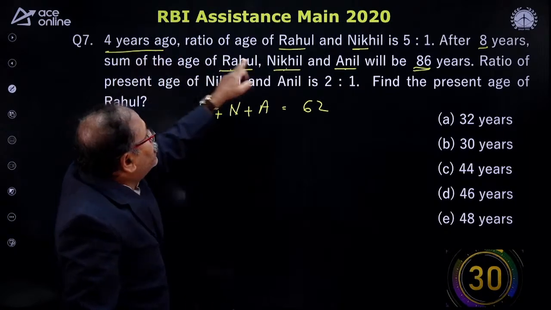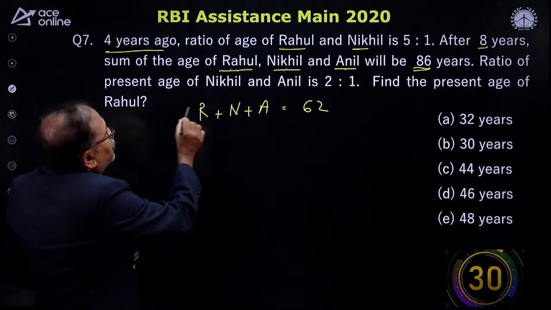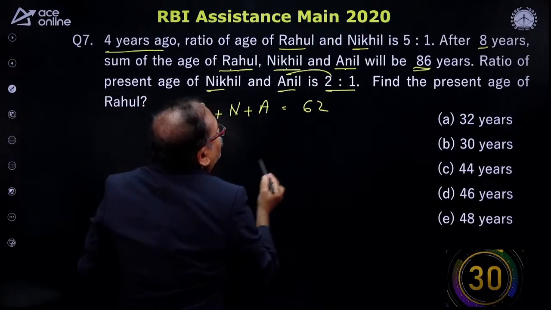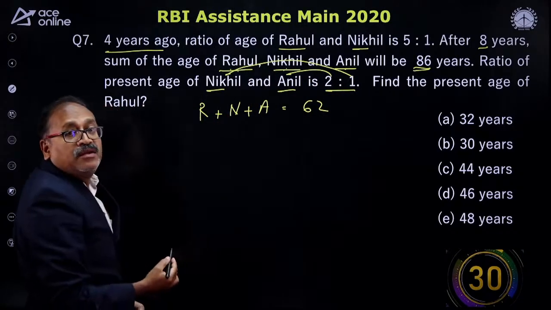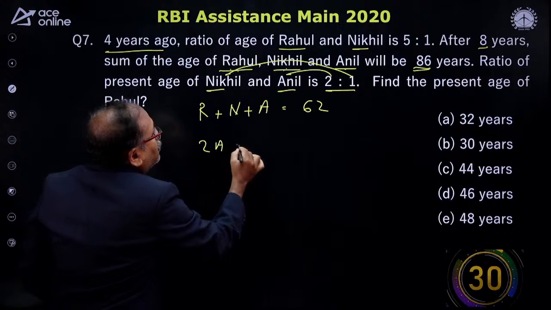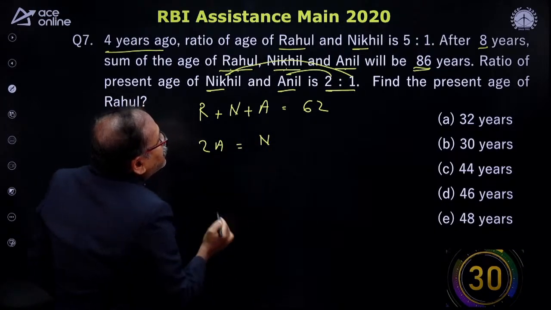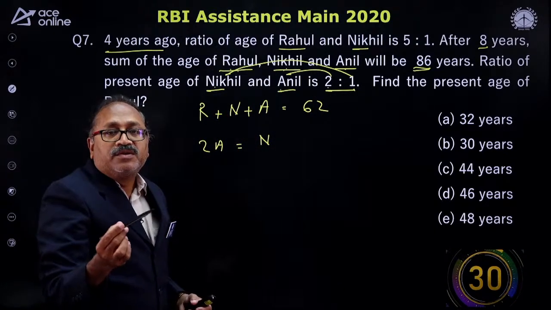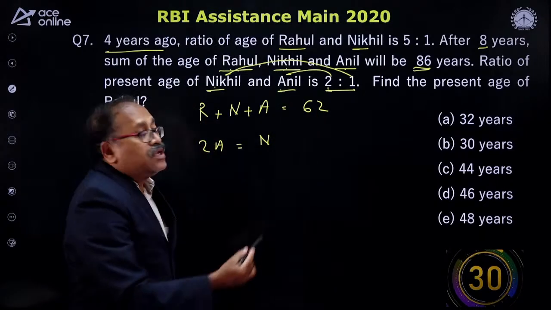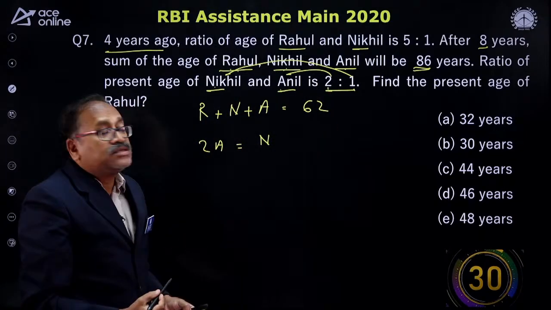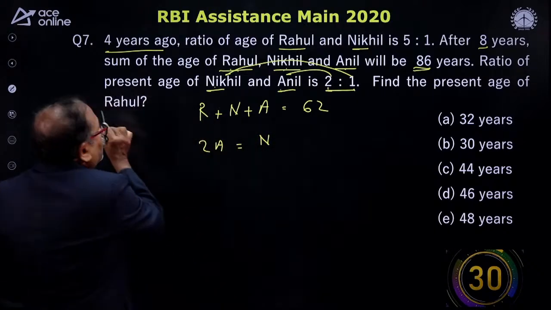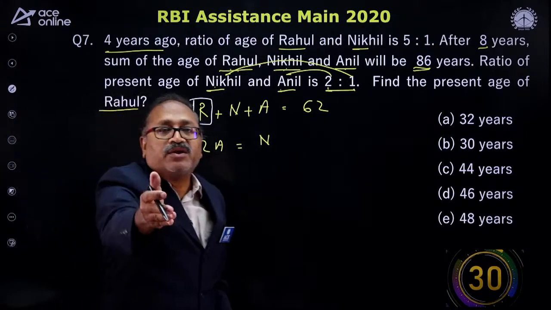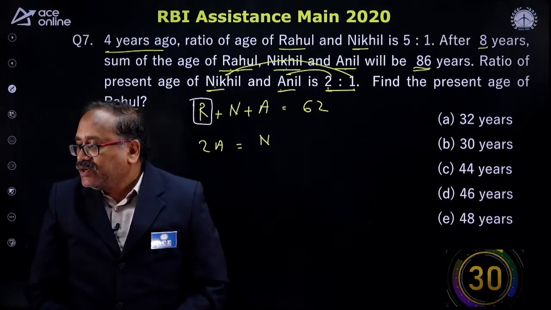And for Rahul, after 4 years we have a ratio here. The ratio of the present ages of Nikhil and Anil is 2:1. So 2 times Anil is equal to Nikhil. See that Anil is 2 times, Nikhil is 1. We know the proportion: the product of the means is equal to the product of the extremes. With that we are getting this relation. So find the present age of Rahul. This is what I need to work out. Your 30 seconds starts now, my young friends. Come on. Answer it.